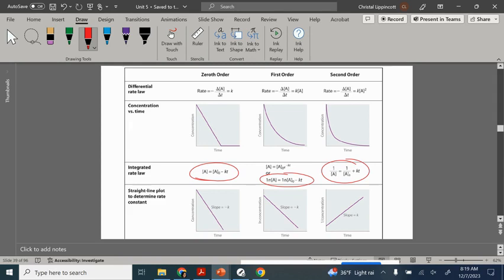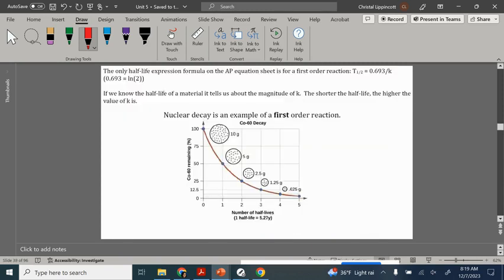This is not a 1, though. This is natural log right here. That's ln. That's natural log. You know natural log? You're going to learn.